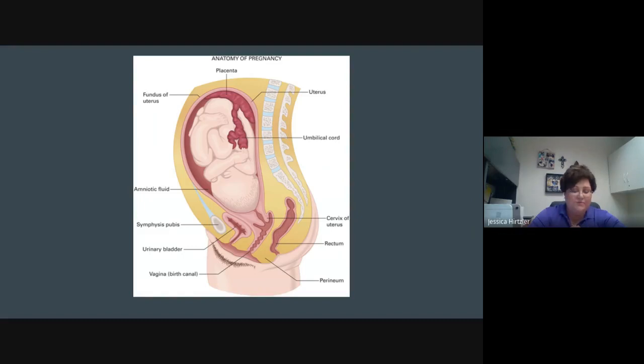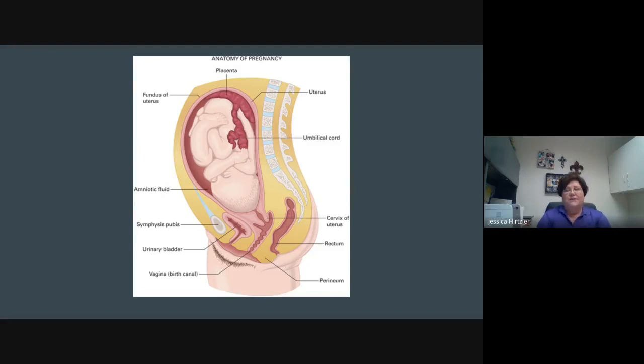Pregnancy is divided into three-month periods, equaling a 9-month duration or 40 weeks. Those 3 months are divided by what's known as trimesters. The first trimester is months 1 to 3 or weeks 1 to 12. Our second trimester is from months 4 to 6 or weeks 13 to 27. The third trimester is months 7 to 9 or weeks 28 to 40.